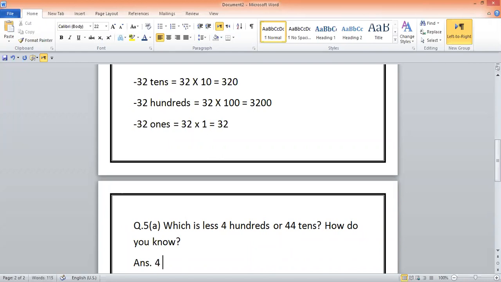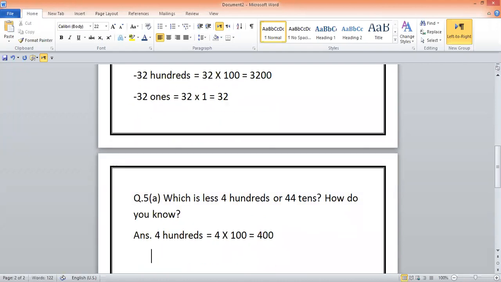400 is equal to 4 multiplied by 100, which is equal to 400, because 2 zeros are there, so you will write the same number by adding 2 zeros. Whereas 44 tens is equal to 44 multiplied by 10. So when you multiply 44 by 10, you will write the same number first and add only 1 zero, 440.